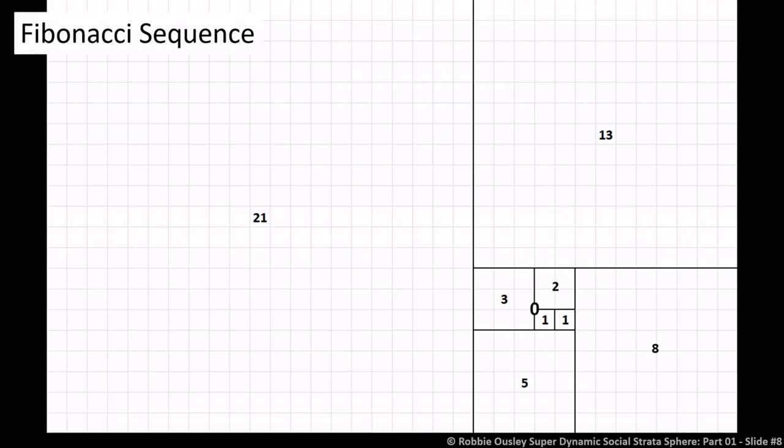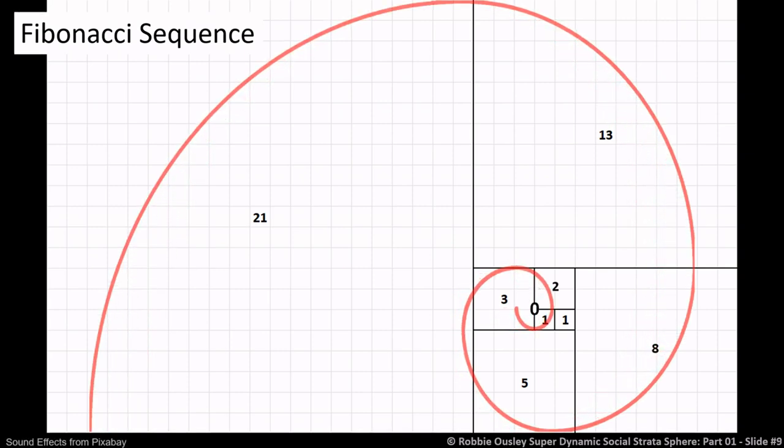The sequence starts with 0, then 1, and 1 again because 0 plus 1 is 1. Then continues with 1 plus 1 equals 2, then 3, 5, 8, 13, 21, 34, 55, 89, 144, and so on to infinity. The Fibonacci sequence depicts a very special shape found throughout nature. Now, it is called the golden spiral.